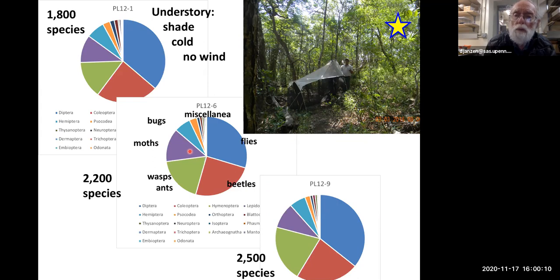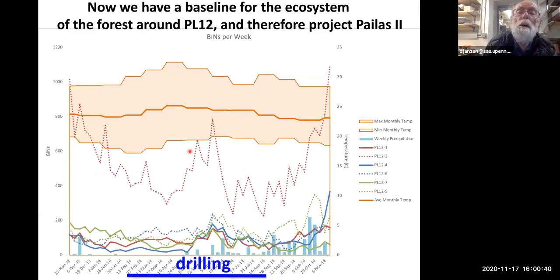In other words, we're sampling an enormous pool. So you stick your hand in and you just grab what you can get. Well, because there are many, many species, each one at a very, very low density, you get the same proportions of the different major groups, beetles, flies, moths, wasps, but each handful has got different species in it. Now we have a baseline for what happens when you put the platform in.